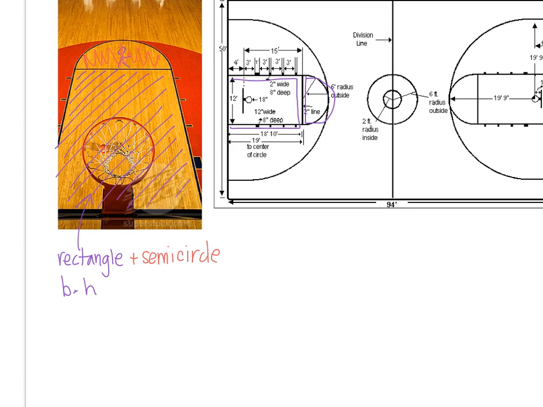Base times height. The base of this rectangle is 18 feet, 10 inches, times the height, which is 12 inches. Just kidding, 12 feet. So hopefully right away you realize something's not right here with the base because we have 2 different units. We have feet and inches, so we're going to have to convert. Now 10 inches doesn't translate nicely into the amount of feet, so what I'm going to do instead is turn the feet into inches.